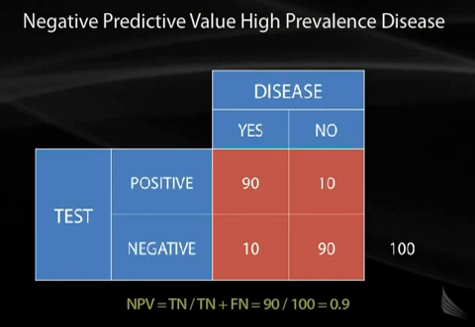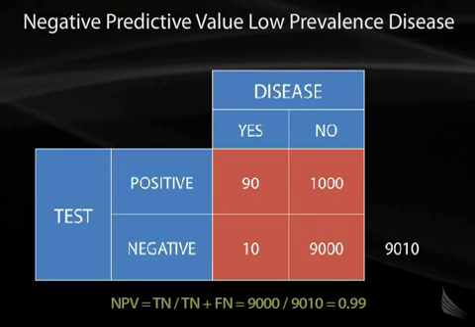What about the situation when the disease has a low prevalence? Now if we put the numbers through, we have a true negative number of 9,000 divided by all the negatives, which is 9,010. We now have an NPV of 0.99, which means we can feel 99% confident that the patient does not have the disease. So what is this really telling us?